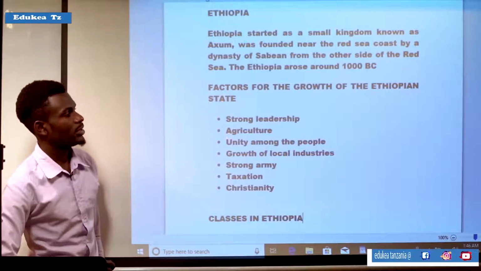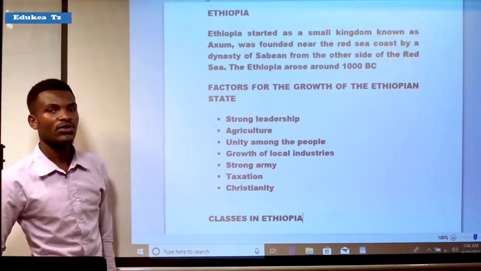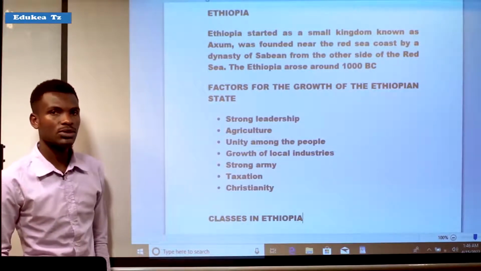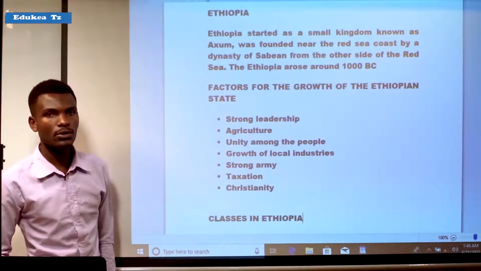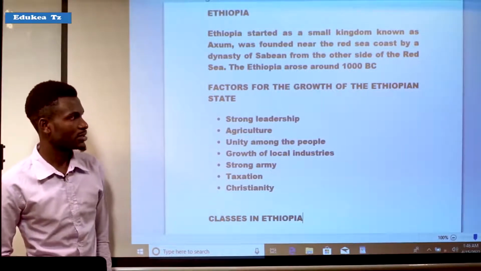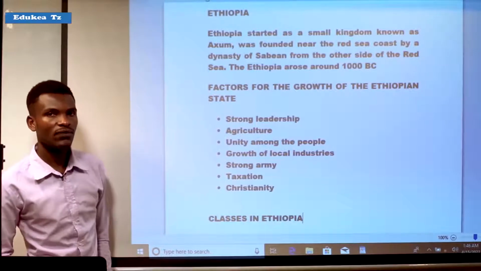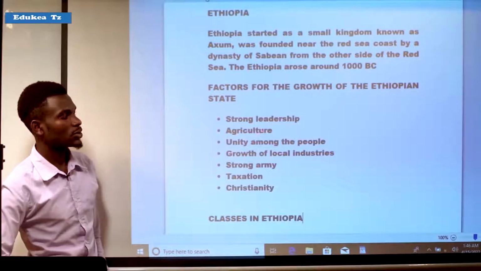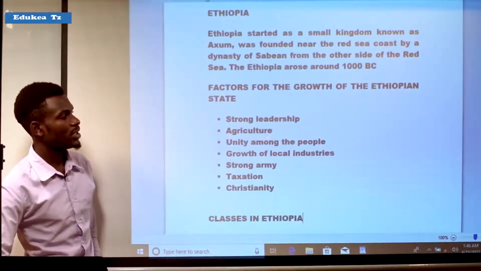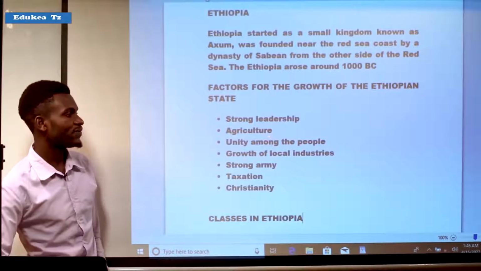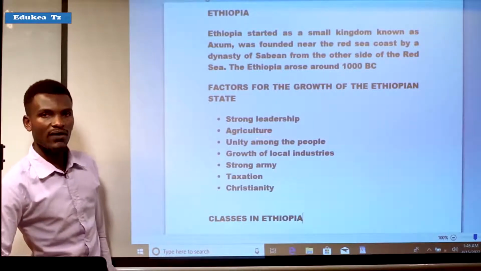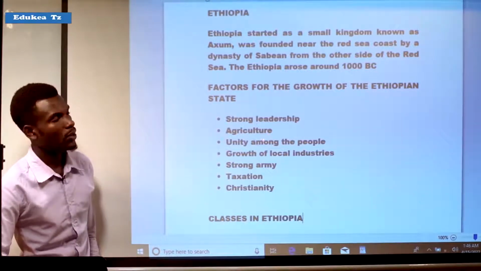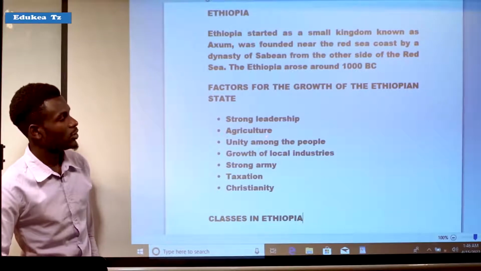Another was agriculture. It means that the people of Ethiopia were practicing agricultural production, whereby crop cultivation and animal keeping were taking place, and that was all the result of making iron tools, which supported the production of crops, and those crops ensured the availability of sufficient food for feeding the population in the kingdom. That's what led to the growth of the Ethiopian kingdom or state.